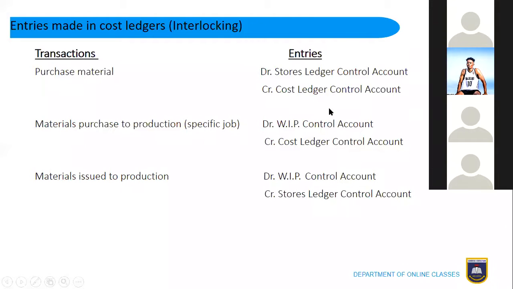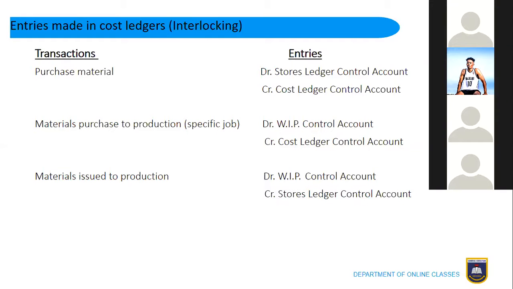On the work in progress control account. Okay. And here the transaction is that materials are purchased to production. So you can easily trace the material to where? The place where production is being undertaken. Okay. So more or less, it's more like a direct material. You get it? Material purchased to what? Production. So we have to debit our work in progress control account and then credit our cost ledger control account.